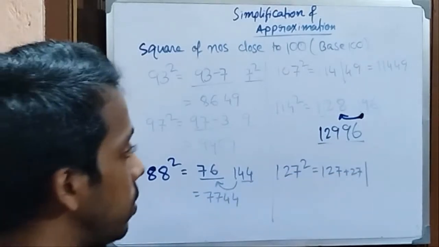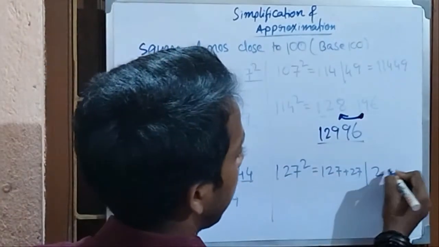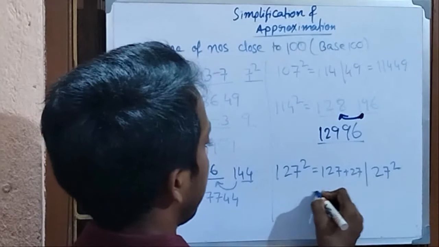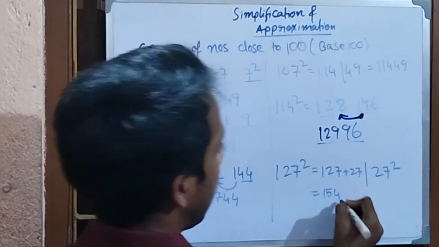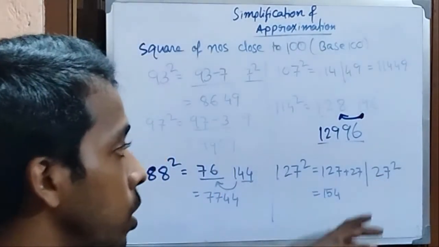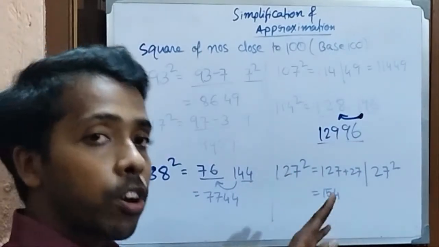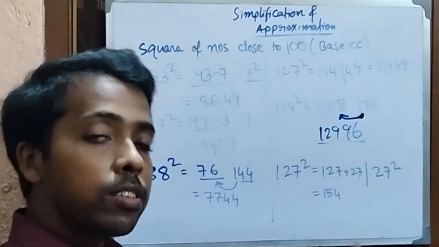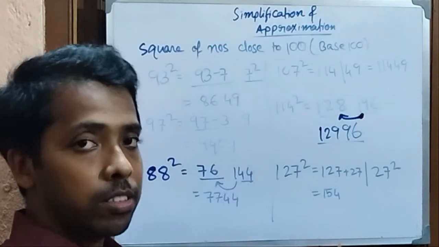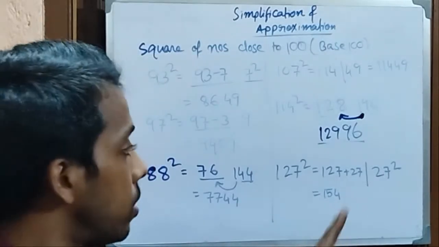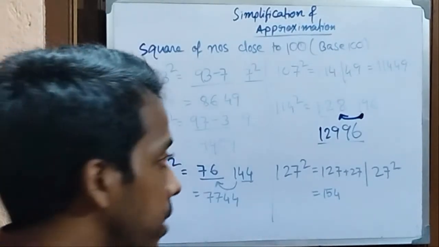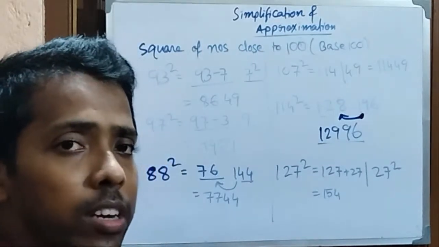Now moving to the second part. In the second part, the extra part would get squared. Now 154 and 27 square. I have already told you, up to 30 for squares and up to 20 for cubes. This is very basic stuff. One should remember this very easily. You have to do some practice on a daily basis.